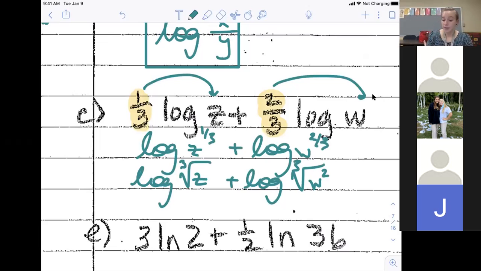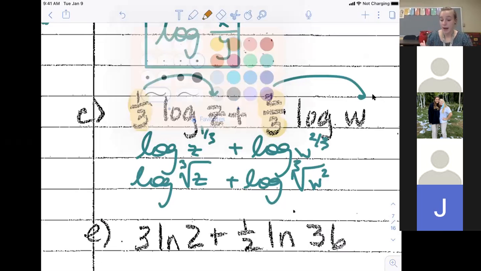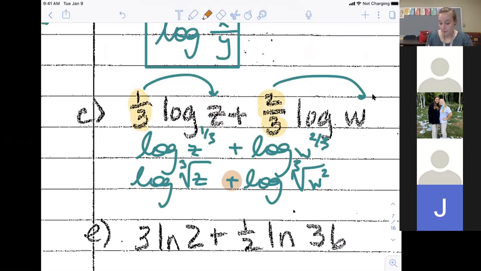The last step I'm gonna do is I've got an addition sign, which means I'm going to multiply the two things I'm doing the log of. So I'm gonna multiply cube root of z and cube root of w squared. I don't know if I explicitly said this before, but when we combine them, I'm only gonna have one log, so the second log just goes away because I'm combining them down.